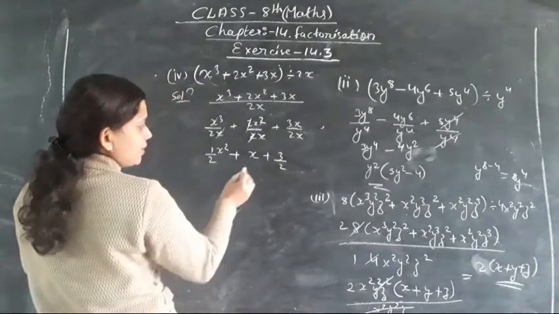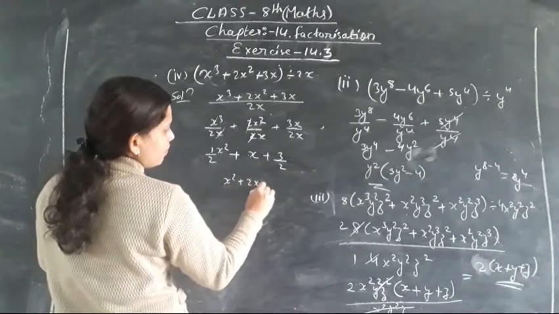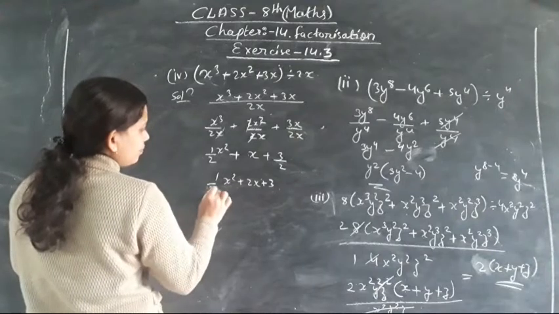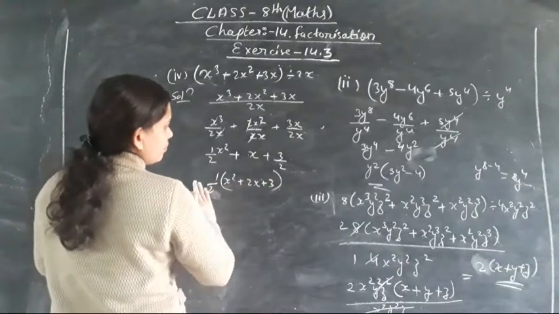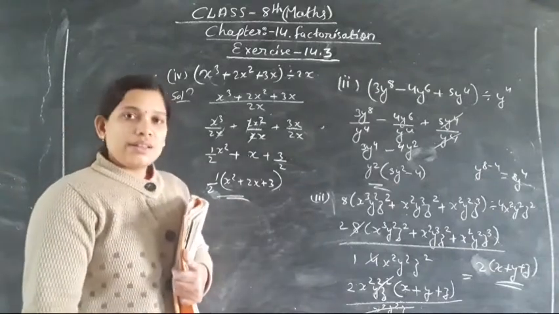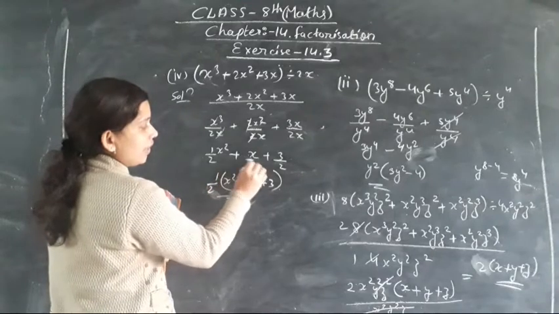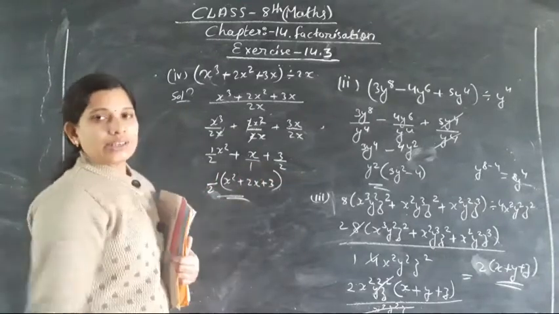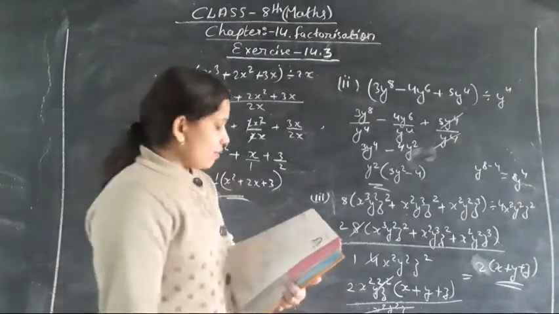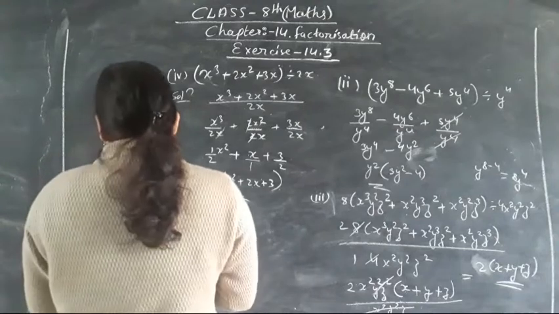Now you can see here if you want to take 1 by 2 common, so x square plus 2x plus 3 upon 1 by 2. Yes, 1 by 2. This is the answer. Now you will ask me why this 2 comes here. So we have taken the LCM of all the 3. Then if we take the expression, you will get the required answer. Okay. Moving toward the next question, fifth part. We are having the fifth part of the question.